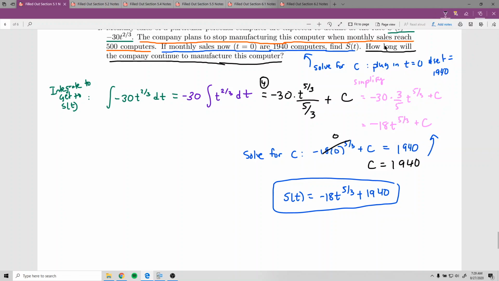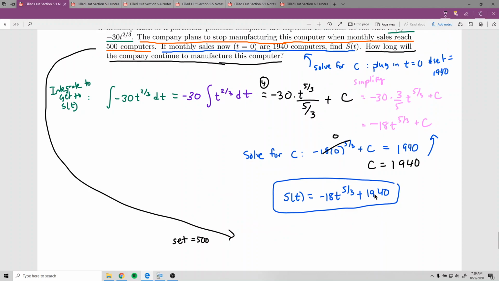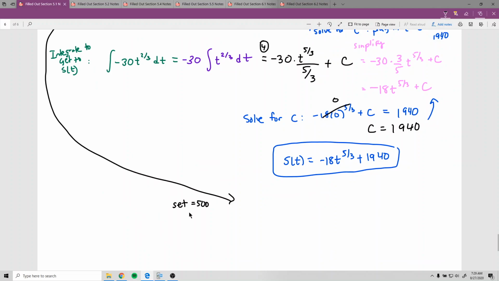The second part asks, how long will the company continue to manufacture this computer? Well, it says they'll stop manufacturing this computer when monthly sales reach 500 computers. So now that we have a formula for the sales, we set it equal to the 500. That'll give us the t value for when it hits 500 sales. And we'll be able to solve for t.